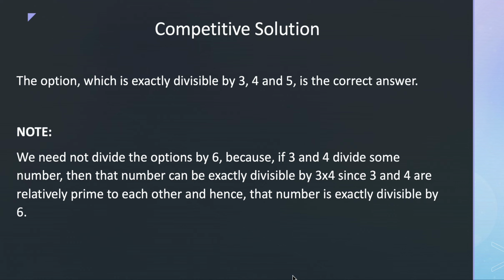The option which is exactly divisible by 3, 4 and 5 will be the correct answer. If you notice, we have eliminated 6 here. We don't really have to divide the options by 6 because if 3 and 4 can divide some number, then that number can be exactly divisible by 3 multiplied by 4. Since 3 and 4 are relatively prime to each other, that number will be exactly divisible by 6.